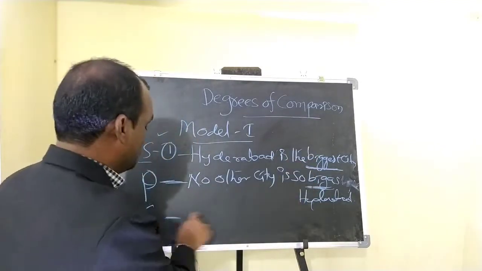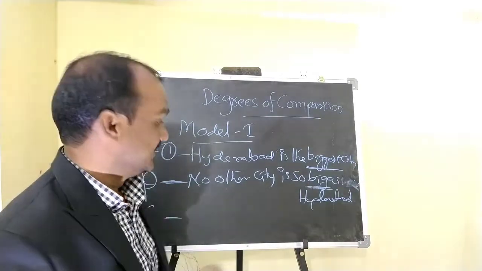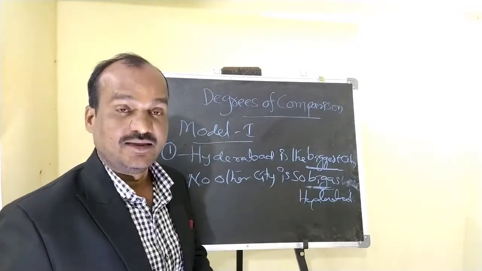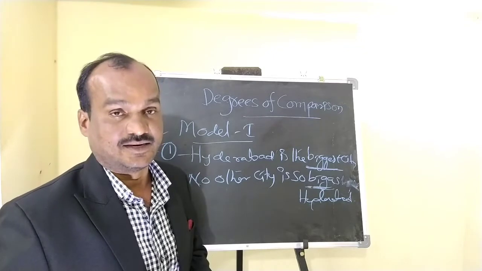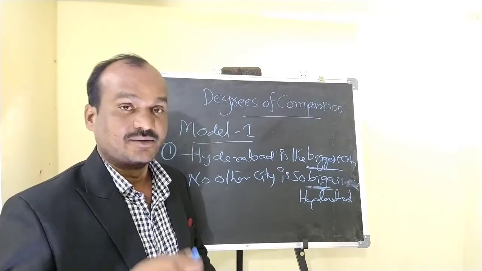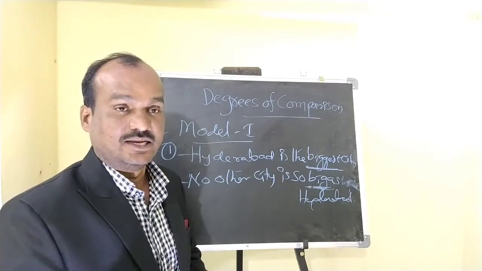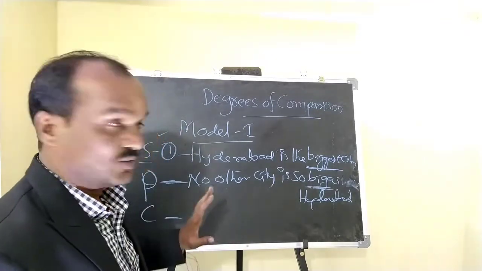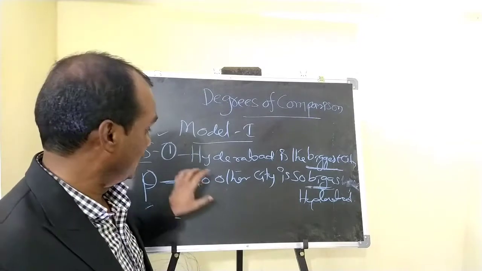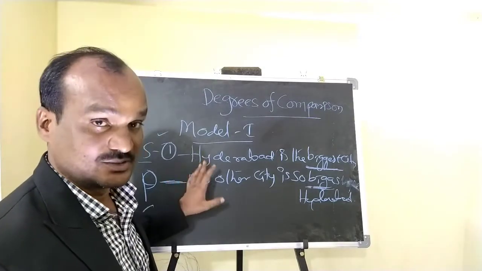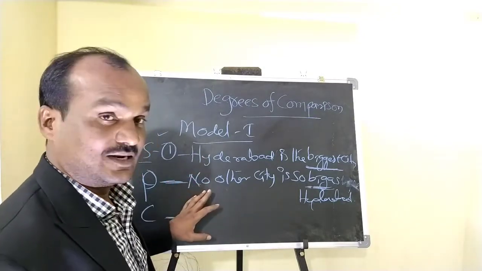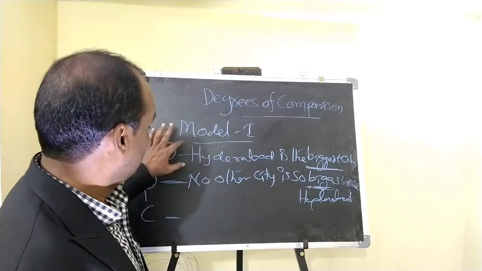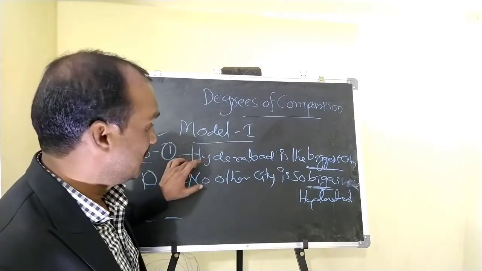If you are asked to change it into comparative degree, then the adjective form should be bigger. Big, bigger, biggest. Big is positive degree, bigger is comparative degree, and biggest is superlative degree. So I hope you understood what positive degree is, what comparative degree is, and what superlative degree is.